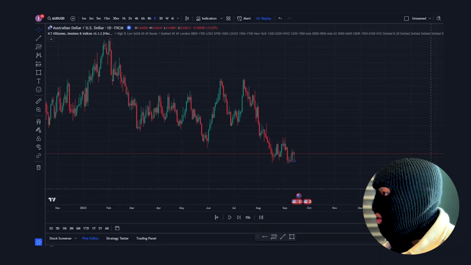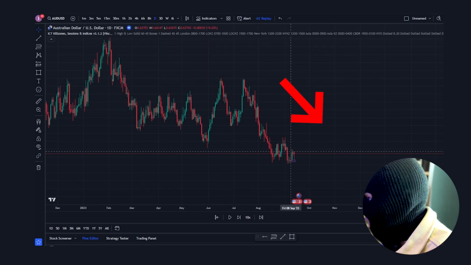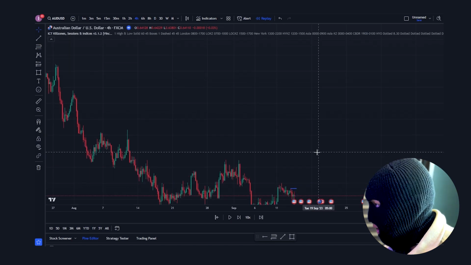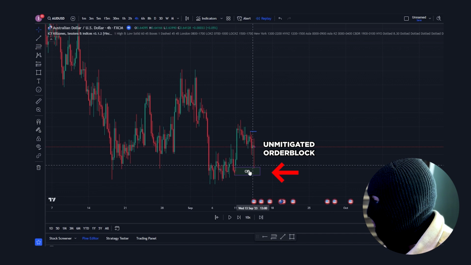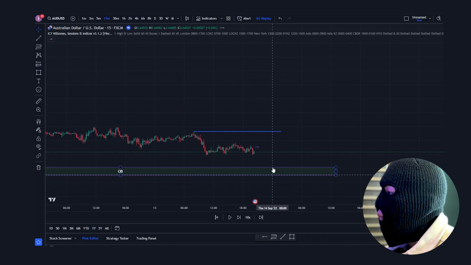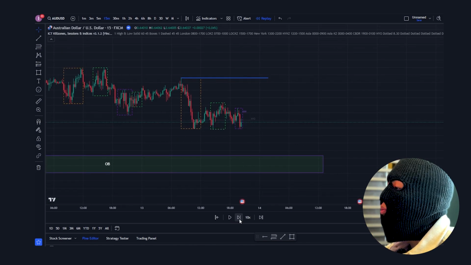Here on the AUD USD chart on the daily time frame, we have ourselves an obvious downtrend. On the 4-hour time frame, the overall structure is bearish as well. We can also identify an unmitigated order block, as seen over here. We mark it out with a rectangle. We hop onto the 15-minute time frame, and what I see here is price looks like it's approaching the order block, so I wait for price to play out.